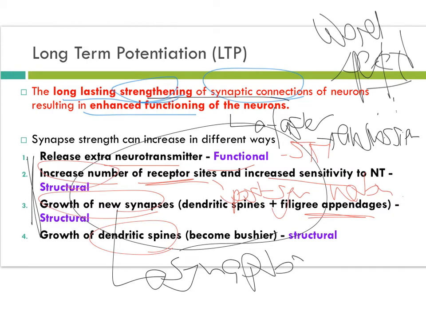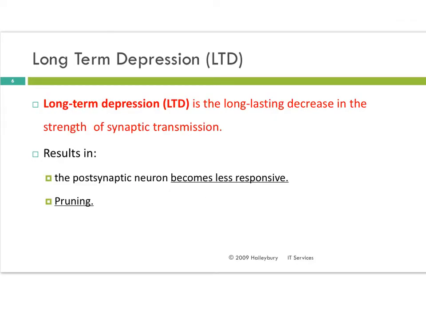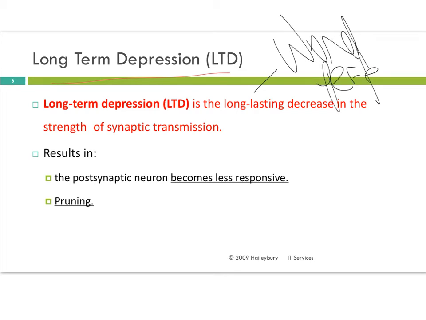So remember, synaptogenesis is literally just the growth of these new synapses, which links into long-term potentiation. The other way that our synapses change is through long-term depression. Now, long-term depression is another definition that I want you to know well, so I want you to be word perfect. So long-term depression is a long-lasting decrease in the strength of synaptic transmission.